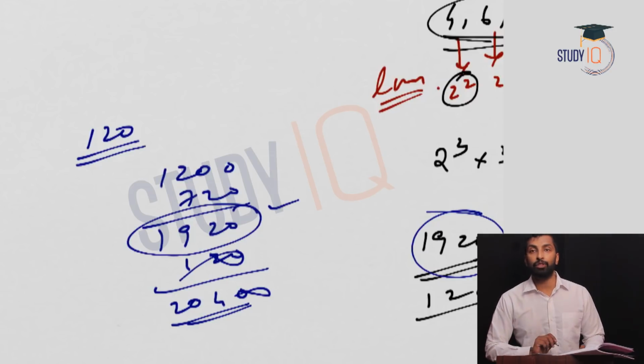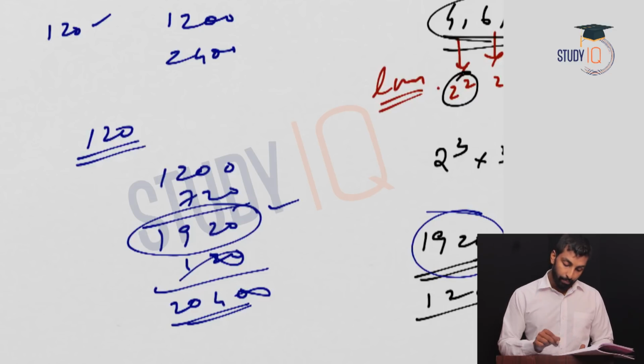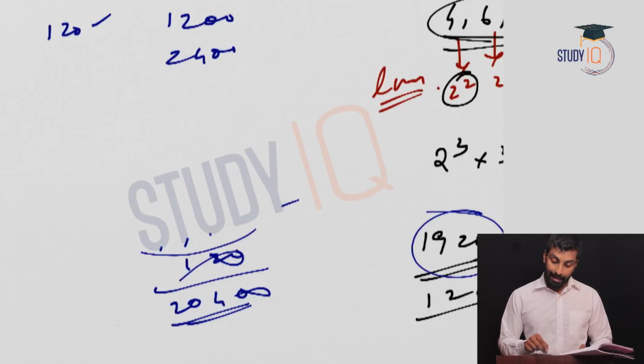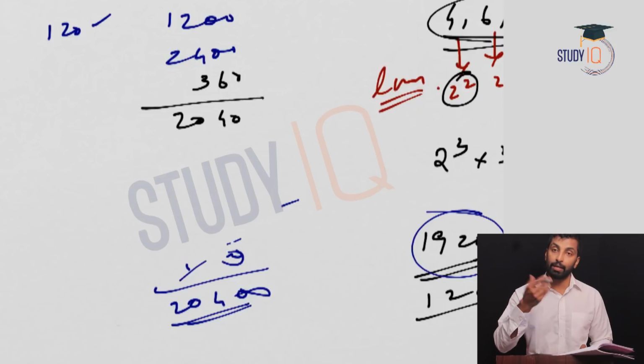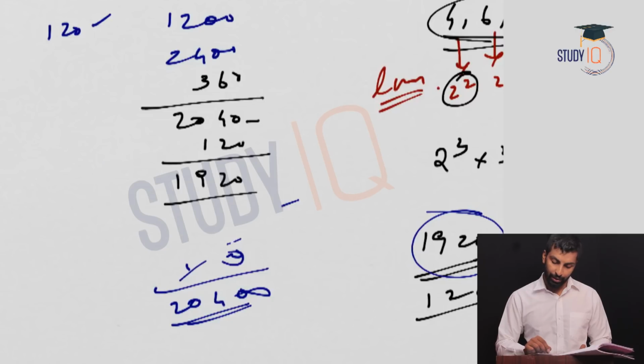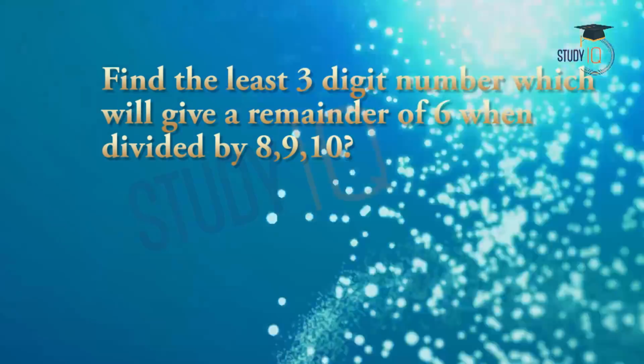Or the other way in which you can find it is, if 120 is the multiple, then 1200 is a multiple, then 2400 is a multiple. But since 2400 is greater than 2000, subtract 120 and another 120, so 240, and another 120, so 360. When you subtract 360, you get 2040, which is also greater than 2000. So subtract one more 120, and you get 1920. In any way you can find it. You will not face difficulty in finding the answer for this.